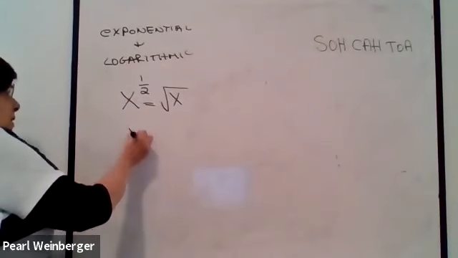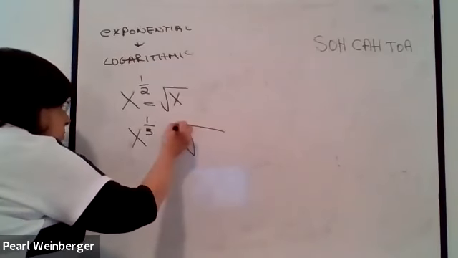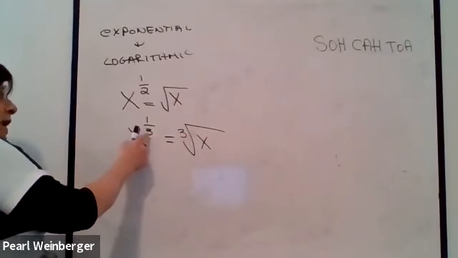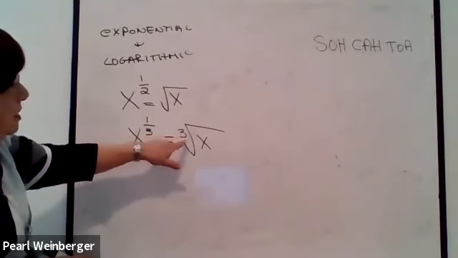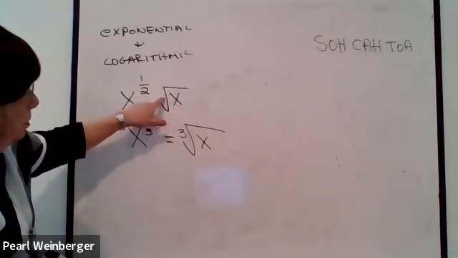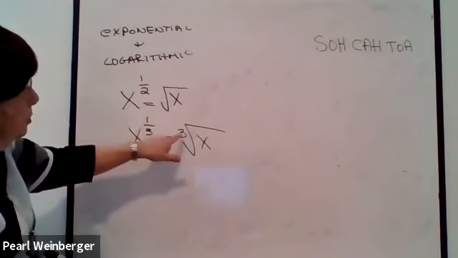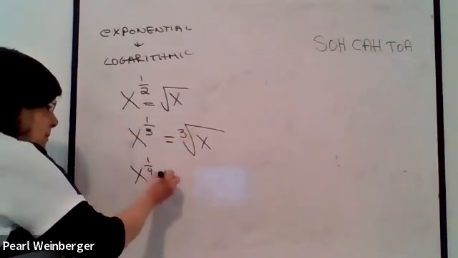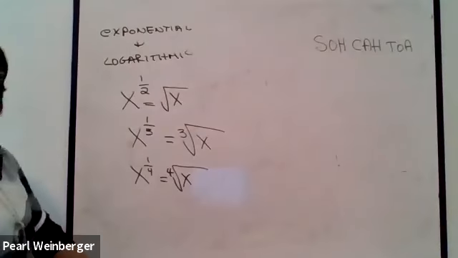If I write something like x to the 1/3, that is equivalent to the cube root of x. Notice the denominator of the fraction of the exponent is what we call the index of the radical. I didn't put in a 2 here, but the index of the square root is 2. So x to the 1/3 is the same as the cube root of x. X to the 1/4 would be the same as the 4th root of x.